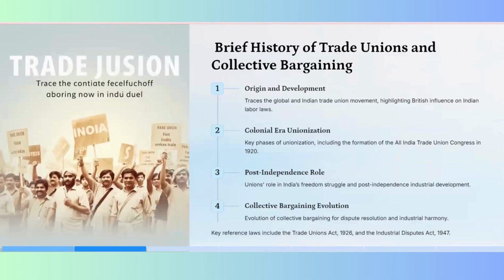Now, coming to the brief history of trade unions and collective bargaining in our country, origin and development traces the global and Indian trade movements, highlighting British influence on Indian labor laws. As we know, before 1947, we were under British rule, and British rule had been very, very exploitative in nature. So, globally, there were labor movements.